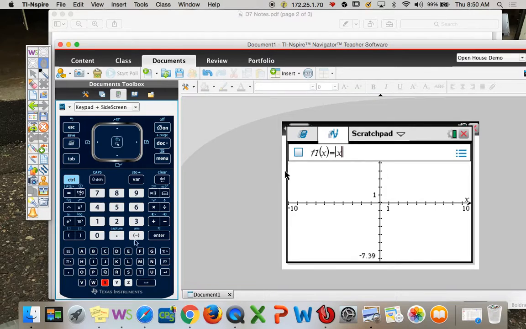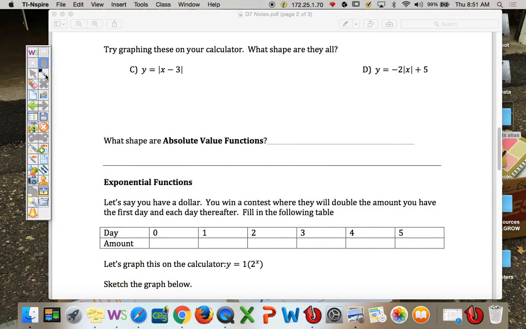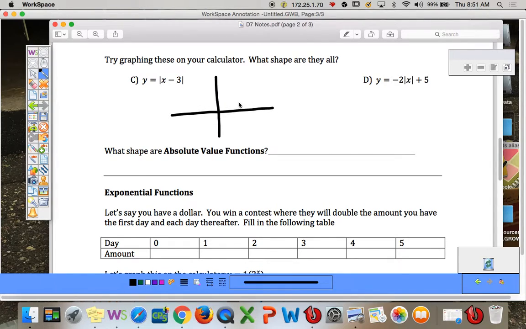What shape is this graph? It's also a V-shaped graph. It's shifted 3 to the right. So let's draw that, sketch that. Looks something like this.